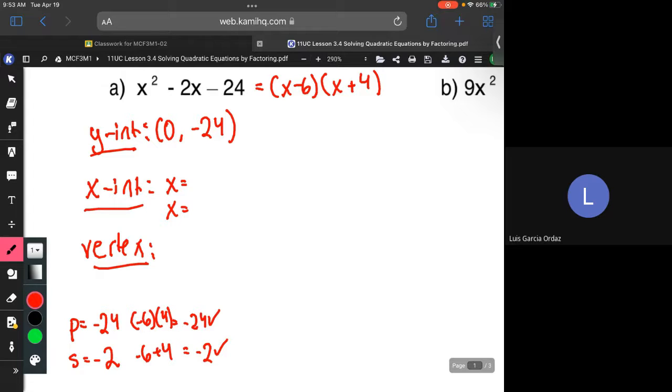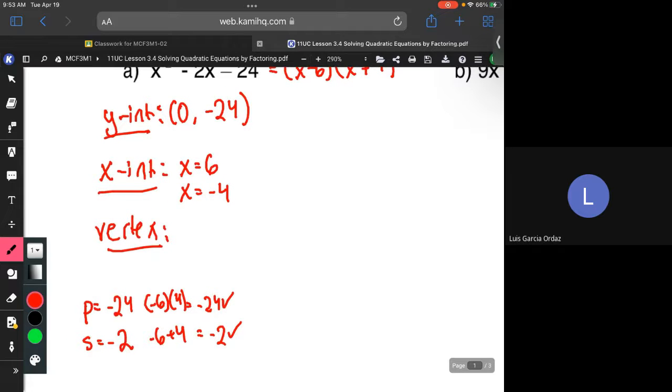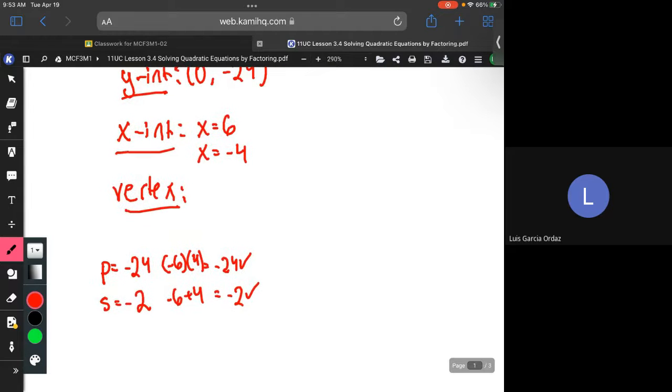Okay, so then what are my x-intercepts now? Emma? Positive 6 and negative 4. Perfect. So we have our two x-intercepts, we have our y-intercept. Now the last thing to do to solve is to find our vertex. So what are we going to start with first, Olivia?